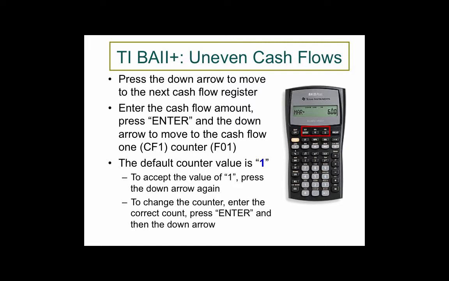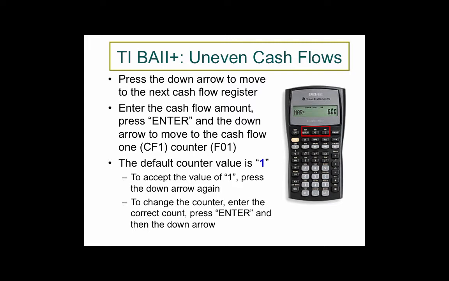But now hit the down arrow and you'll come to F01. F stands for frequency. How many times in a row would you like that $500? If it only happens once, you can leave it alone. The default setting is 1. However, if you do want to change that to, let's say you get $500 15 years in a row, I change that to 15, and then I'm going to hit enter to lock that in.